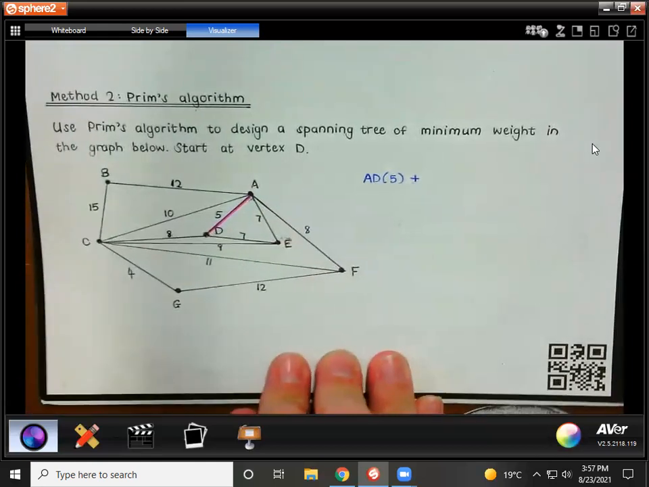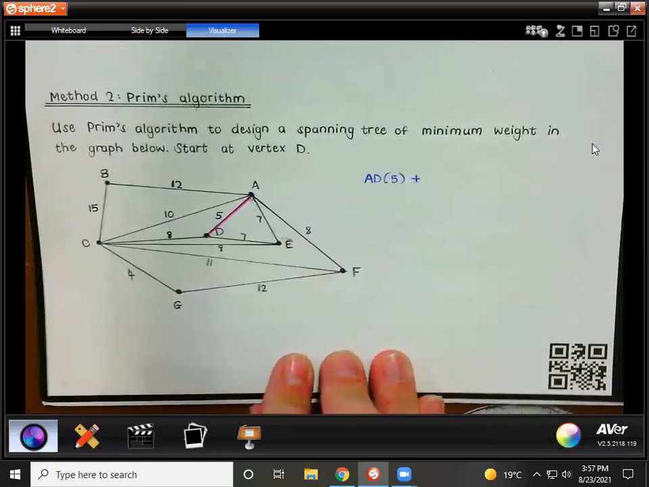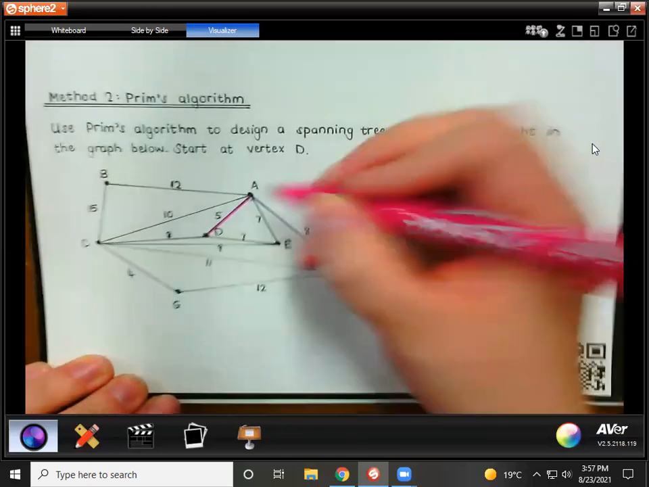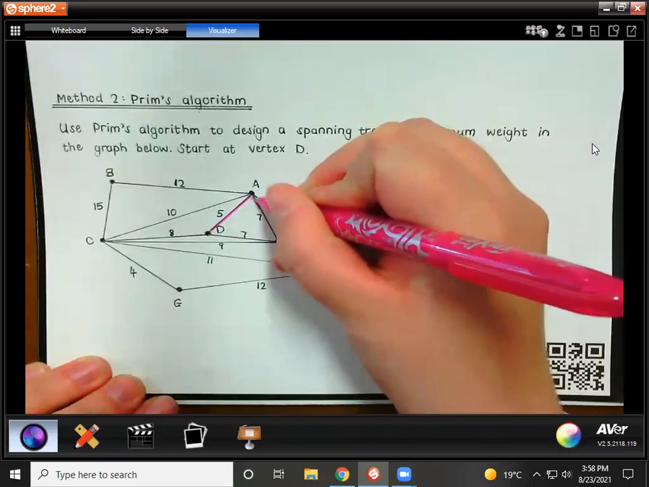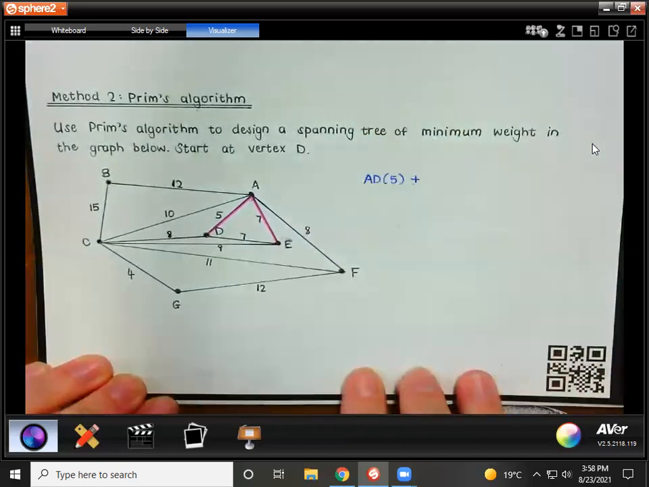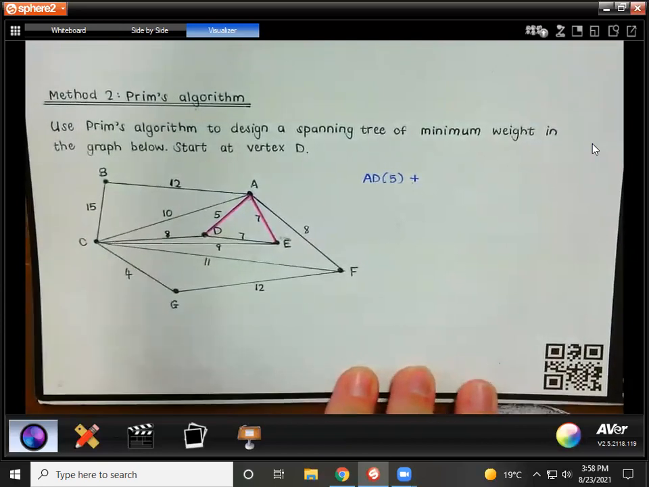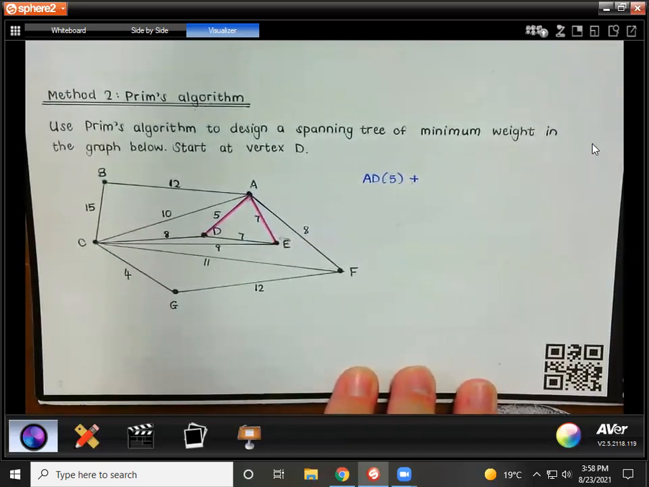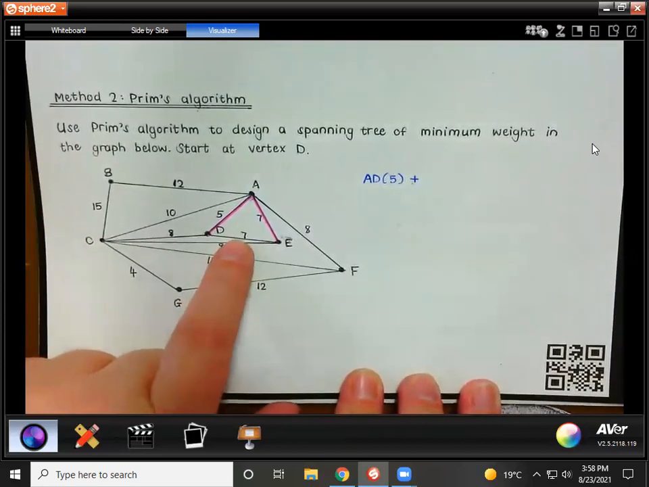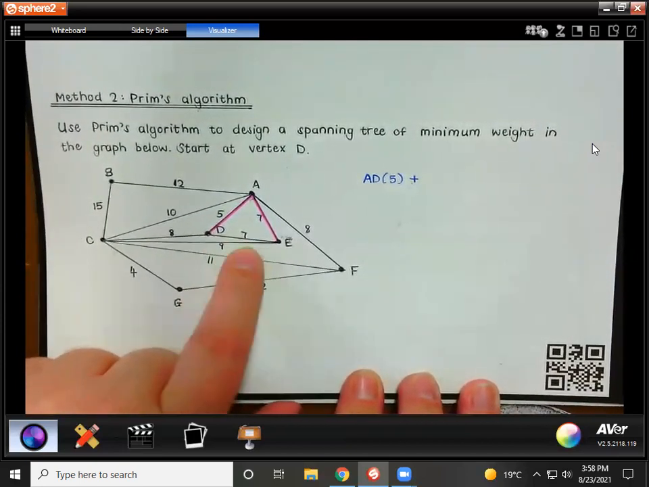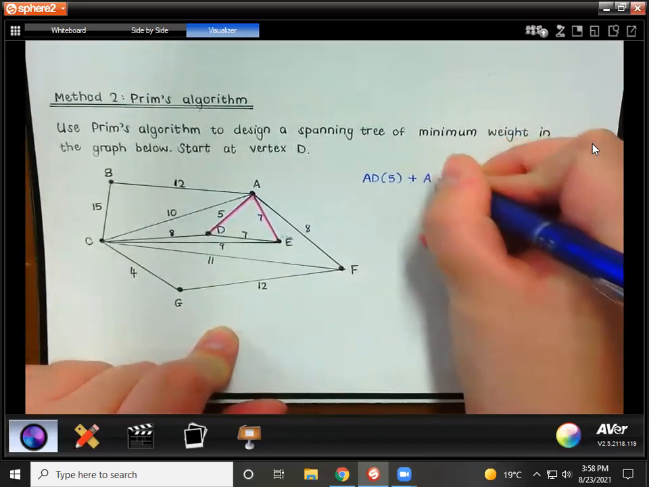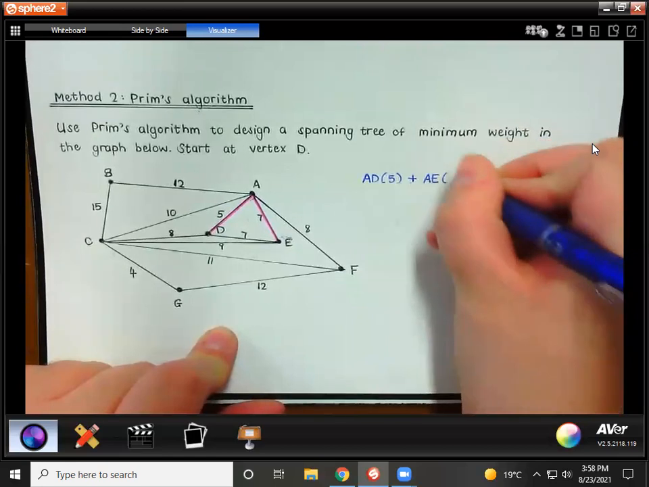Again, guys, if you could choose both of them without creating a circuit, you would choose both of them. We are deciding to choose AE. It doesn't matter because they have the same weight, so regardless of the one that you choose, it's not going to make a difference to the final outcome. But can I choose DE as well? No, because that's going to create a circuit. So plus AE, which is 7.